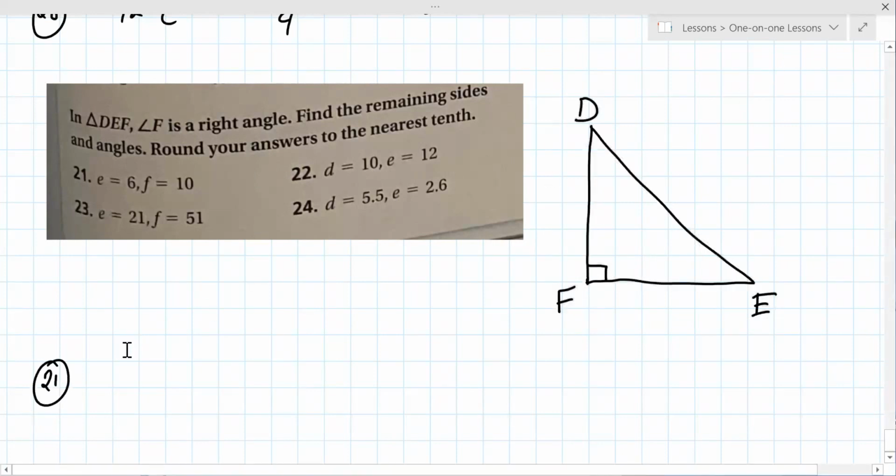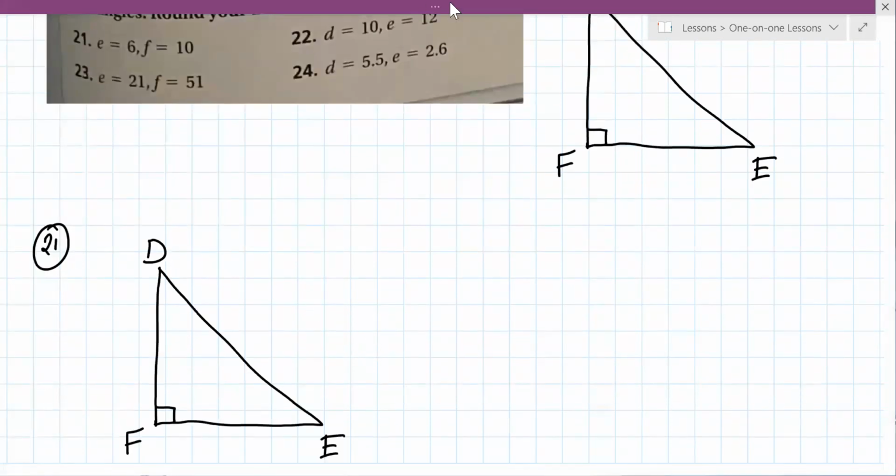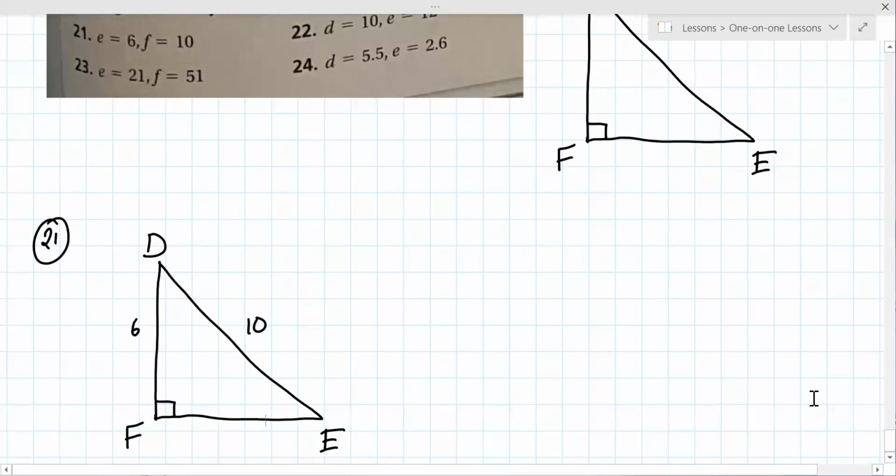Okay, we have to copy and record the information. We have to record the information. So it says that little e, which is across from big E, is 6, and little f, which is across from big F, is 10. And I want you to find the remaining sides and angles. So do you recall how to find the missing side?